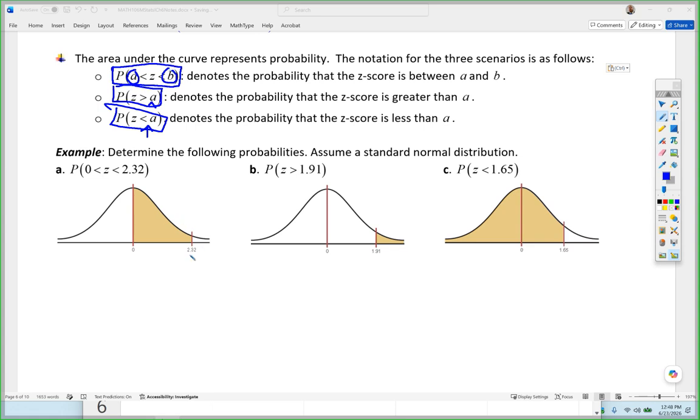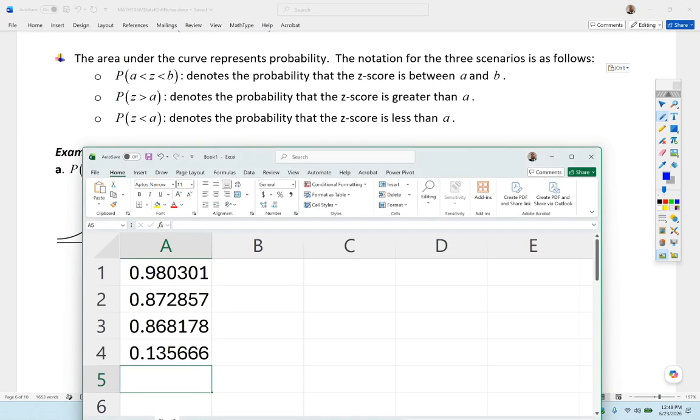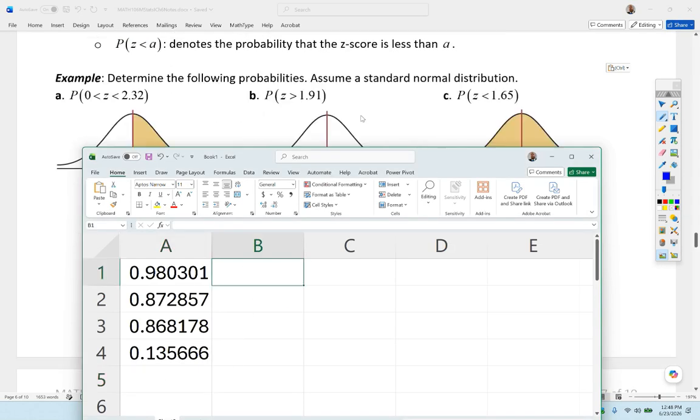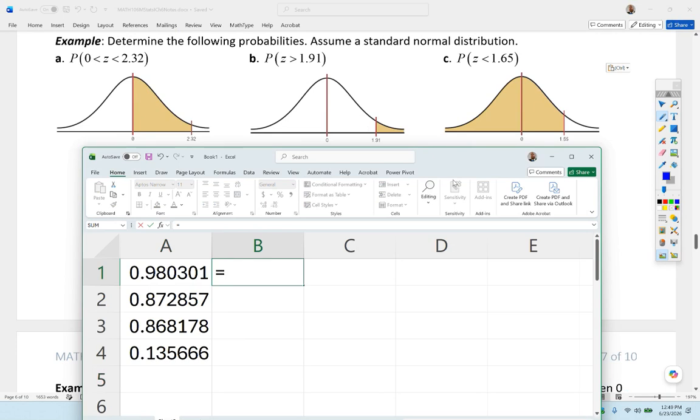So you think about it this way. If I do 2.32, that's not going to be the answer for the z. That's too much, right? But this is the other half. This is 0, isn't it? So what you have to remember is the entire area is 1, so this is 0.5, isn't it? Okay. So when I do the spreadsheet, I can do one of two things here. I can do NORM.DIST of 2.32, comma 0, comma 1, comma true, minus 0.50, right? That's one way of doing it.